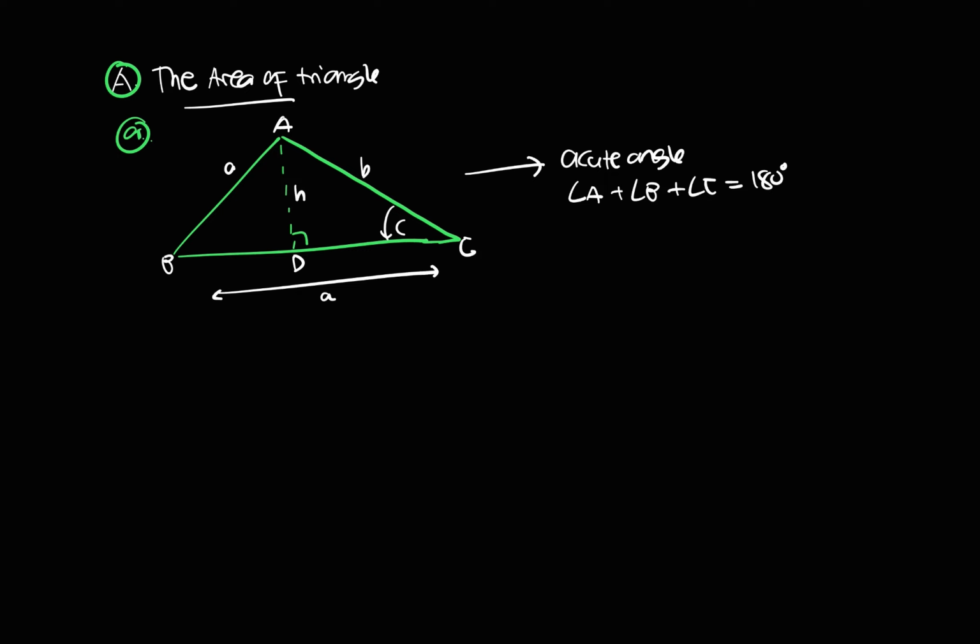So the height can be found for an acute angle by applying sine C equals h over b. So h equals b times sine C. This is how you can find the area. And then we can move to another angle, which is B. For B, there is an obtuse angle.